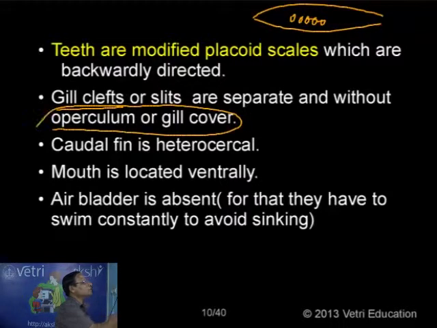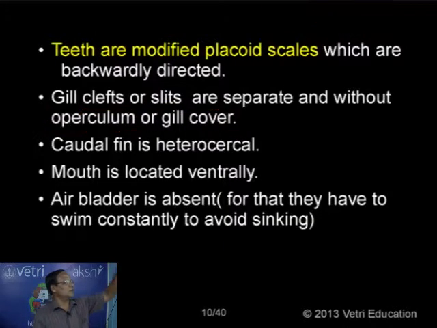But in the case of bony fishes, there is a gill chamber. All the gills are placed there, and there is only one opening that is closed or opened by means of a gill cover, what is called the operculum. So the operculum is absent in shark or cartilaginous fishes, but bony fishes have it. Then about the caudal fin, here is also another difference.